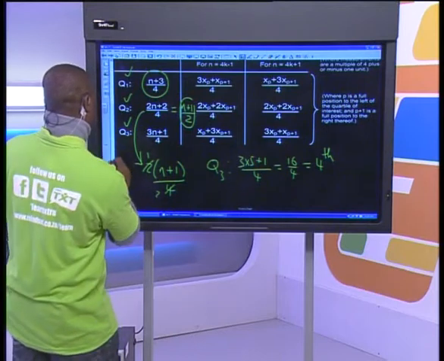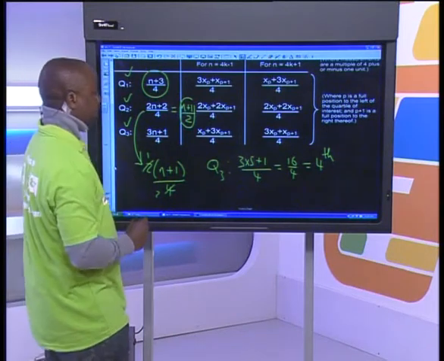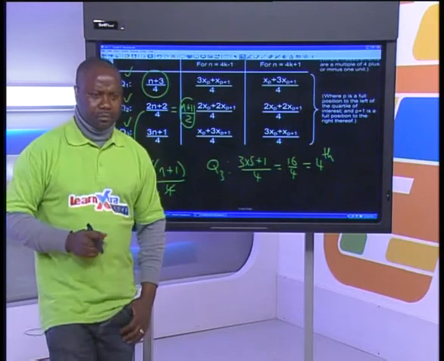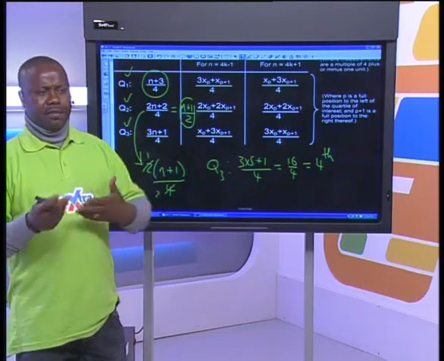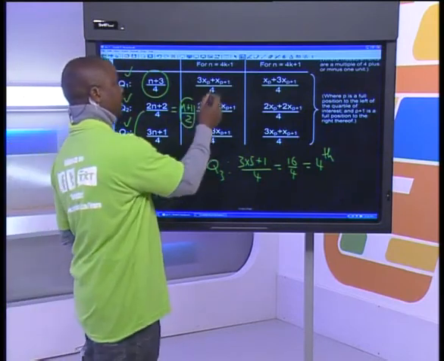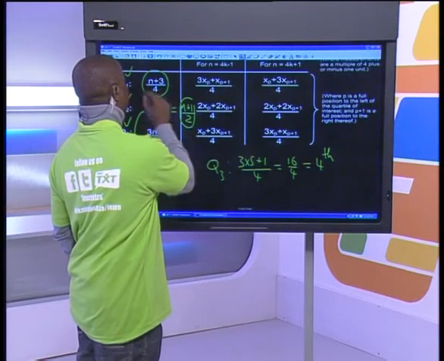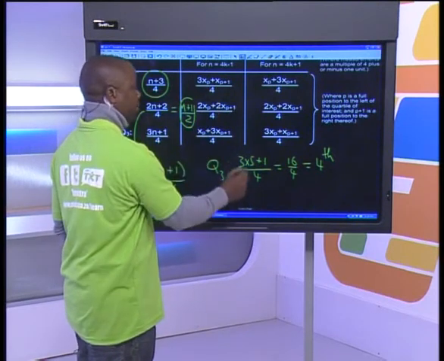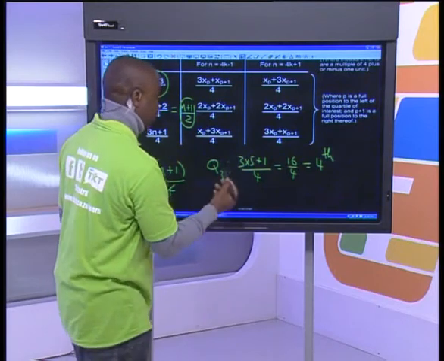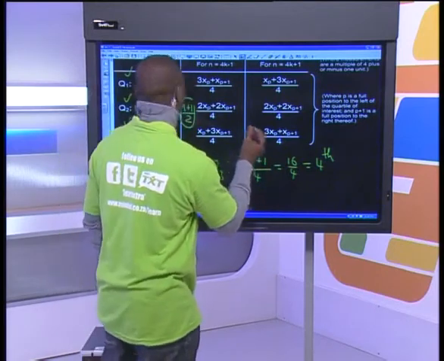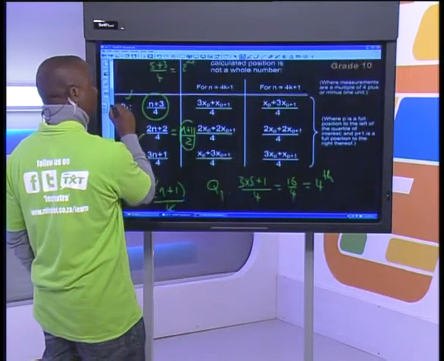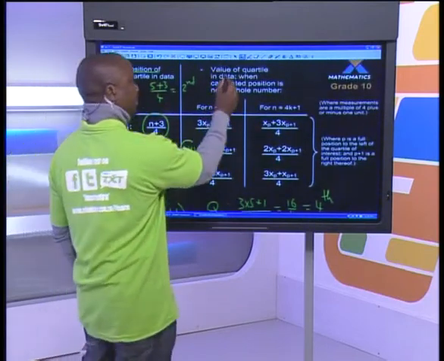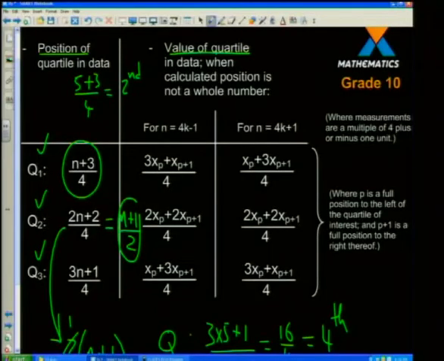What else is there? Let's just see. Yes. Now that you know the position, and you've been given data, all you have to do is say, okay, fine. If I want my first quartile and I know the position, this I use only for the case when the calculated position is not a whole number. If it's a whole number, you just pick it from the data, straightforward.